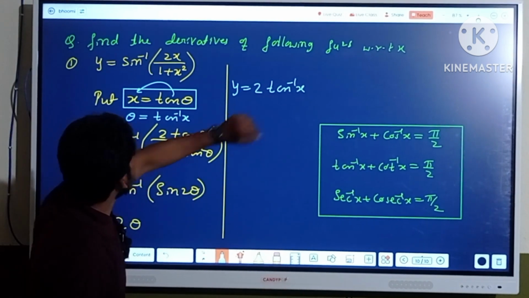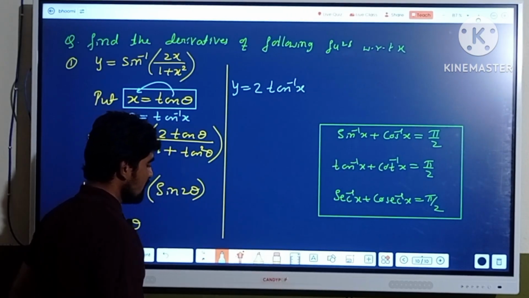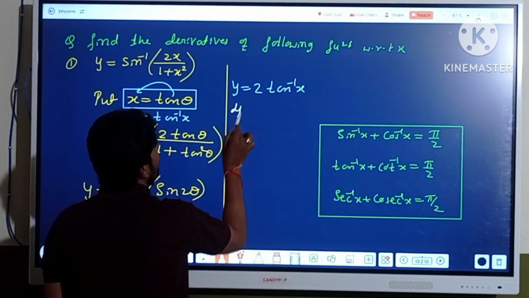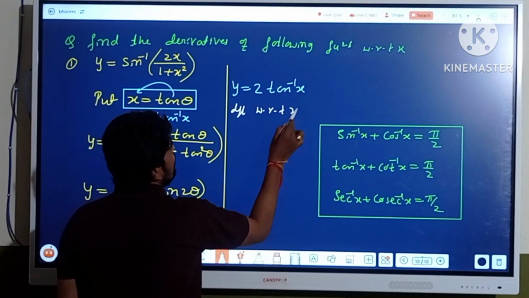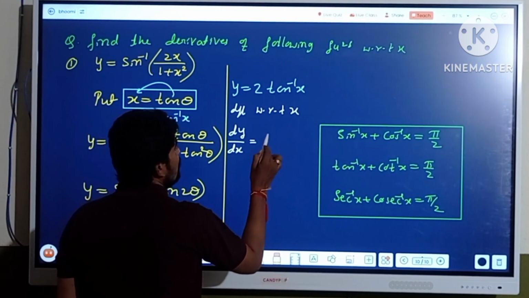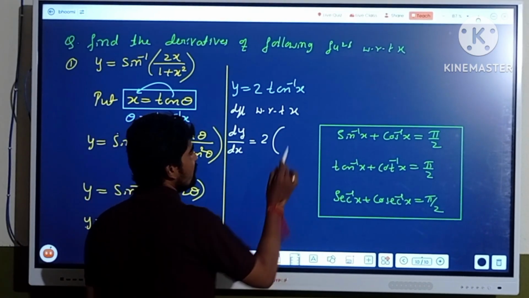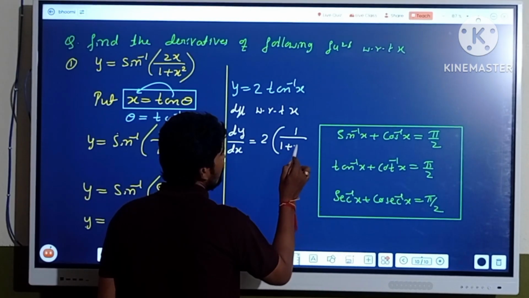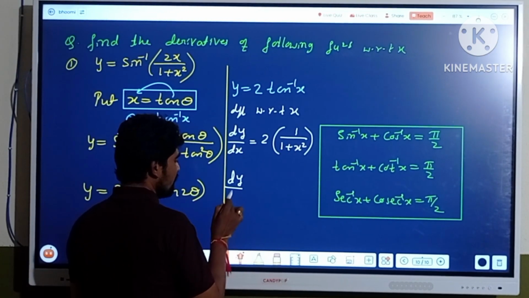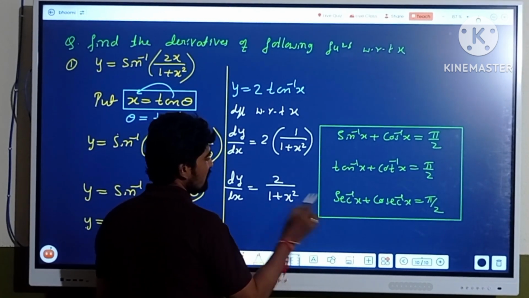Now we got the simplest form of the given inverse trigonometric function, so we can easily differentiate. Differentiate this with respect to x. dy by dx is equal to 2 into the derivative of tan inverse x. We know the derivative of tan inverse x is 1 divided by 1 plus x square. So finally we got dy by dx is equal to 2 divided by 1 plus x square.